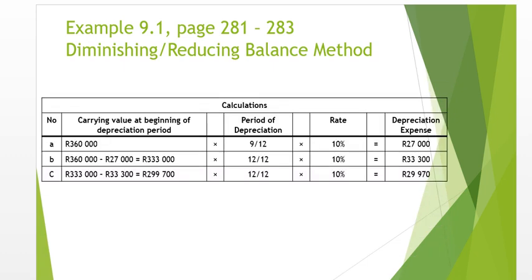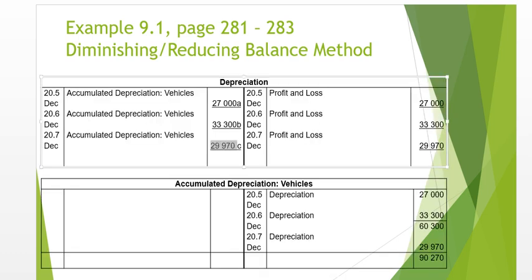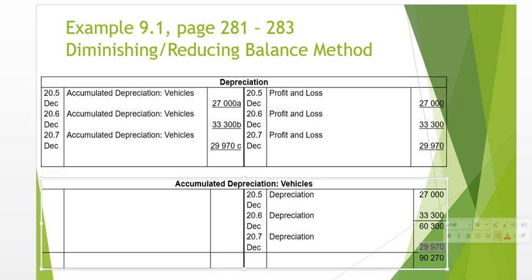Okay, so we're going to say here 299,700 Rand, multiply by 12, divide by 12, multiply by 10% depreciation. So our depreciation is 29,970 for the 2007 financial year. We will debit our depreciation account and we're going to credit our accumulated depreciation on vehicles account. So our total accumulated depreciation as at the end of December 2007 using the diminishing or reducing balance method will be 90,270.